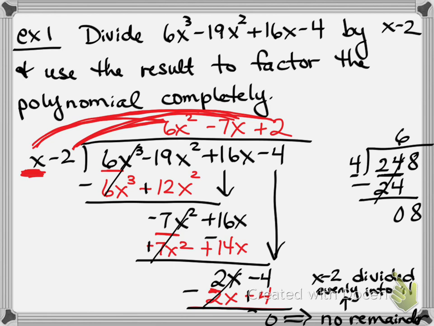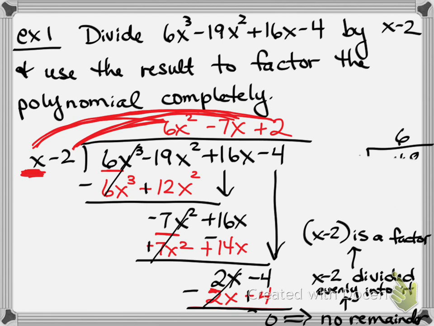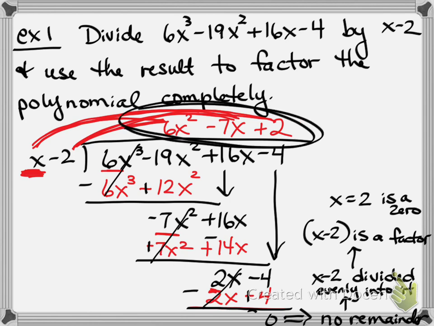Into it, which means x minus 2 is a factor of it, which means x equals 2 is a 0. And then the directions say, use the result to factor the polynomial completely. This is the result. That was our answer. So we're going to use this result and we're going to factor this completely.